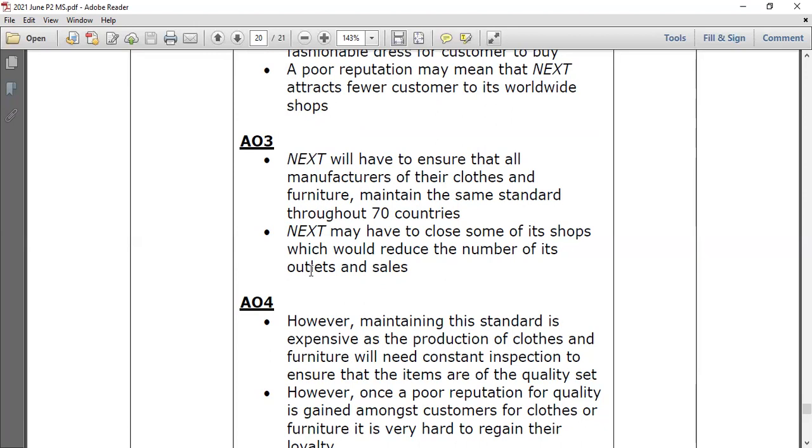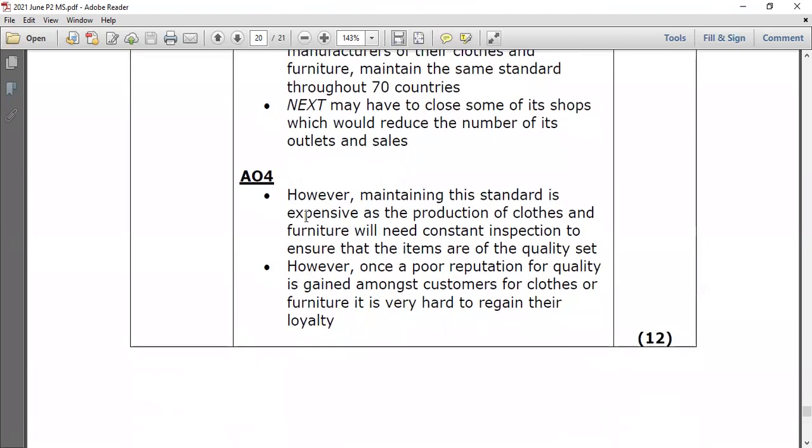That's the impact, the development point. Look at the evaluation point, AO4, the arguments for and against. You can see the argument against, however: maintaining this standard is expensive. Maintaining the same quality is good but expensive, as the production of clothes and furniture will need constant inspection to ensure that items are of the quality that is set. Another problem, however: once a poor reputation for quality is gained amongst customers for clothes or furniture, it is very hard to regain their loyalty. That is very important. Quality always matters. If a poor reputation thing happens, it will be very hard to regain the customers' loyalty for their products. So this is mainly the entire answer.